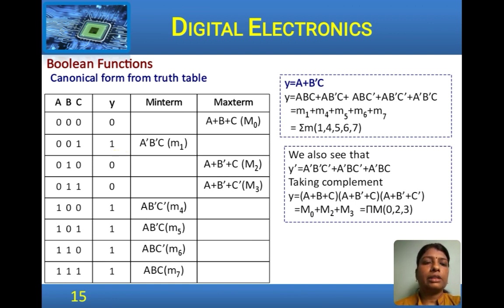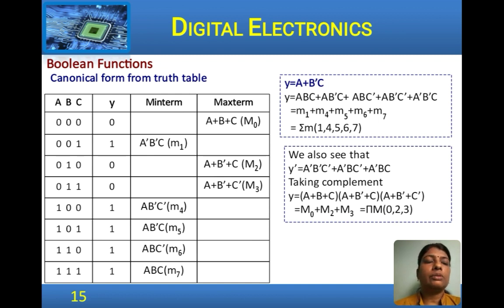So one is a dash b dash c, then next is a b dash c dash, then a b dash c, a b c dash, and a b c. So all the 5 combinations are taken up and written, and that is the standard sum of product term, which can be designated by m1, m4, m5, m6 and m7, and it can also be written as sigma m of 1, 4, 5, 6, 7. So this is how we get the canonical form from the truth table.